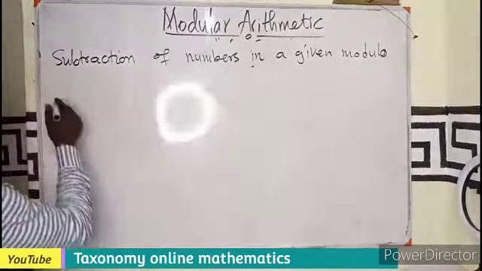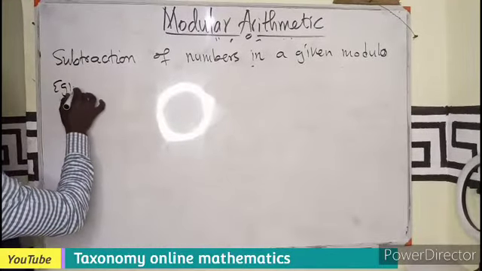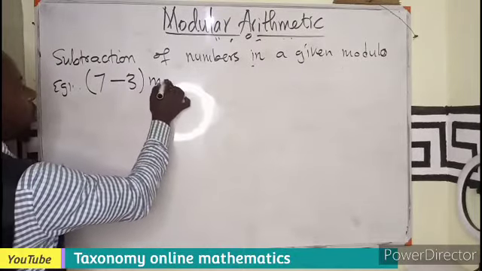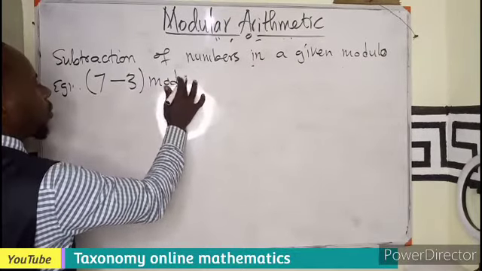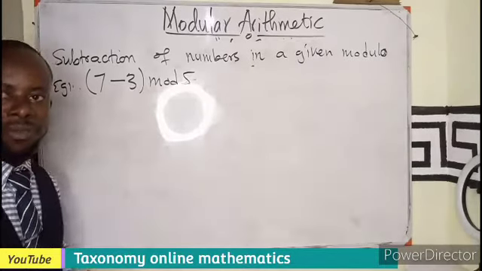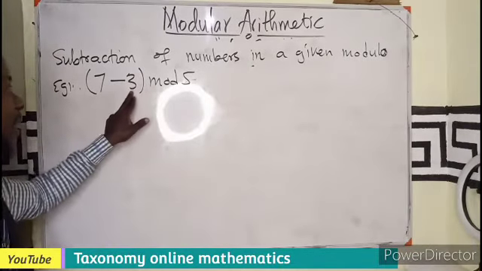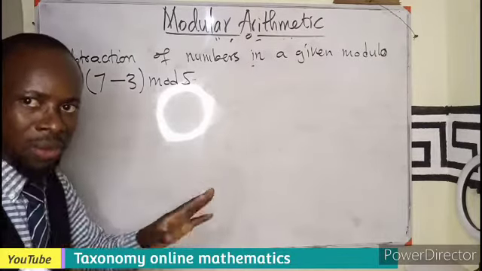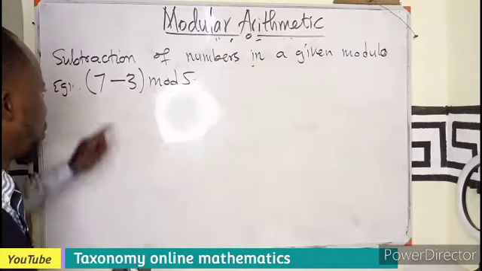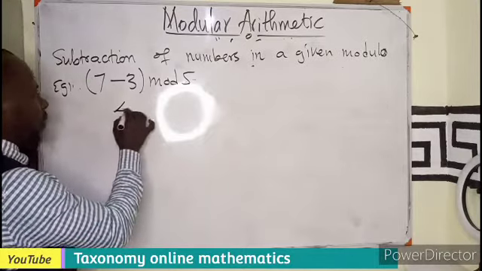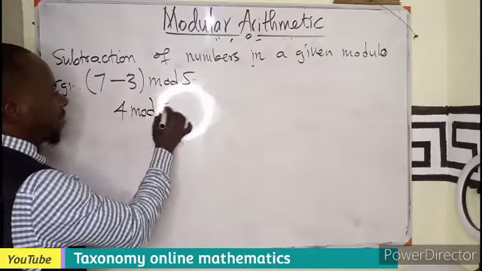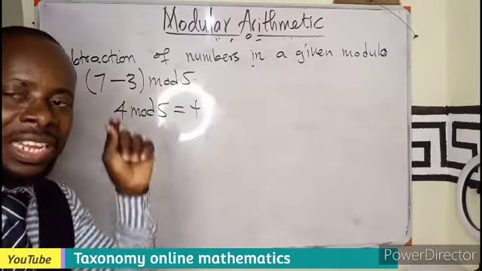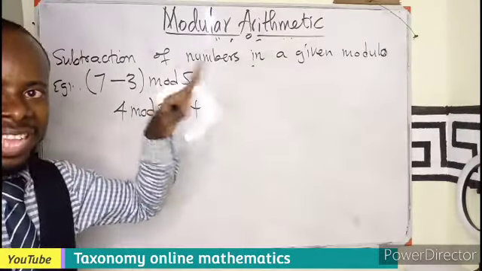So let's say I have example 1. Let's say 7 minus 3 mod 5. So we can perform our operation as normal arithmetic operation. So this minus this gives us what? 4 mod 5, and the answer is going to be 4 because 4 is less than the mod. So the answer stays there.